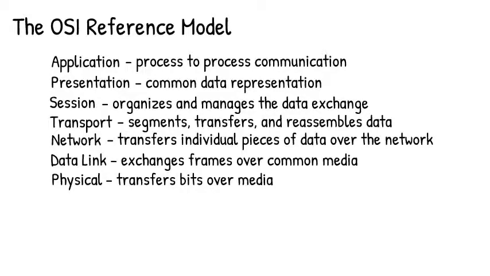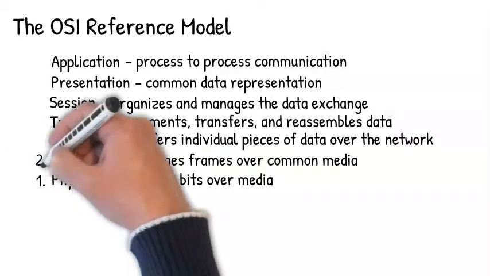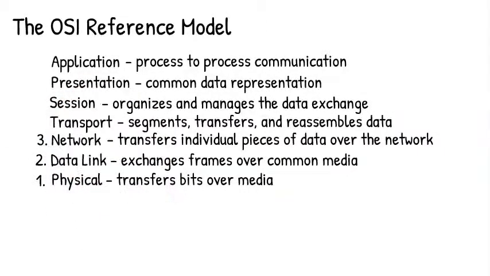These layers are frequently referred to by number starting from the bottom up. So the physical layer becomes layer 1, the data link layer becomes number 2, network is number 3, transport is number 4, session is number 5, presentation is number 6, and application is number 7.